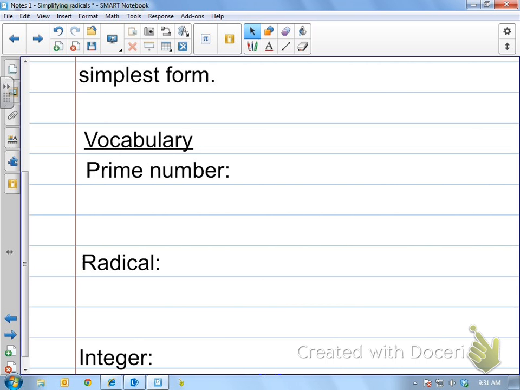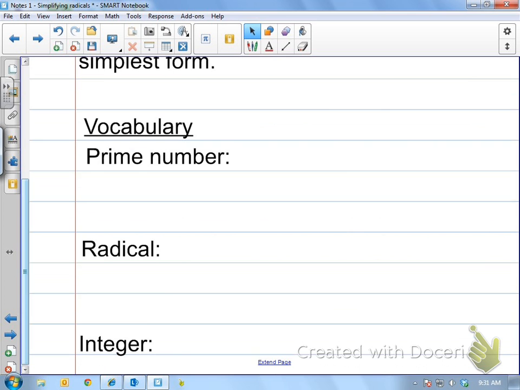Let's refocus. Prime number. Did anyone recognize prime number? What did your table say a prime number was? It's a number that you can only get to by multiplying it by itself, or by one, I mean. Yes. But instead of adding, what should we be doing? Multiplying.